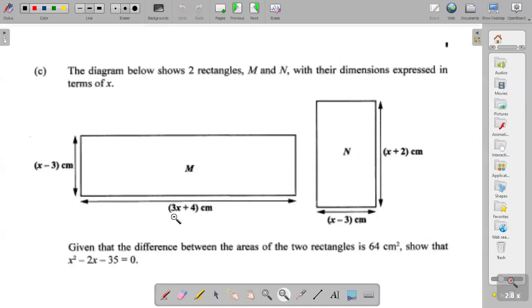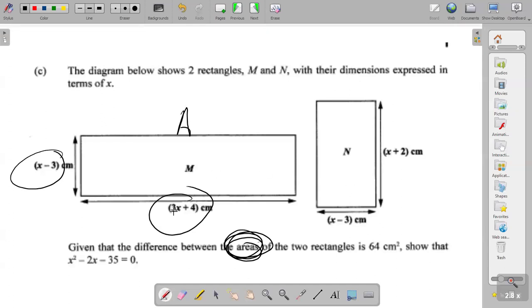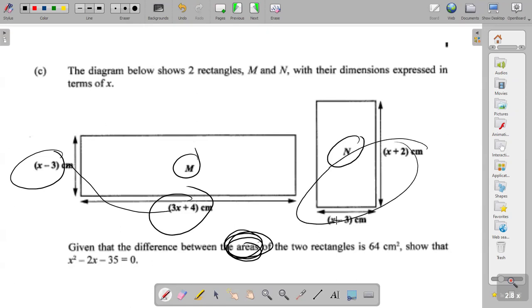The strategy is to find the area, because that's what we're looking for. The area of A, multiply this by this, get your answer, because that means you're just multiplying two brackets. Find your area. Well, not A, because this already has a letter, so I don't need to make up A. So let's say find the area of M. Then you find the area of N. And then you do a subtract.